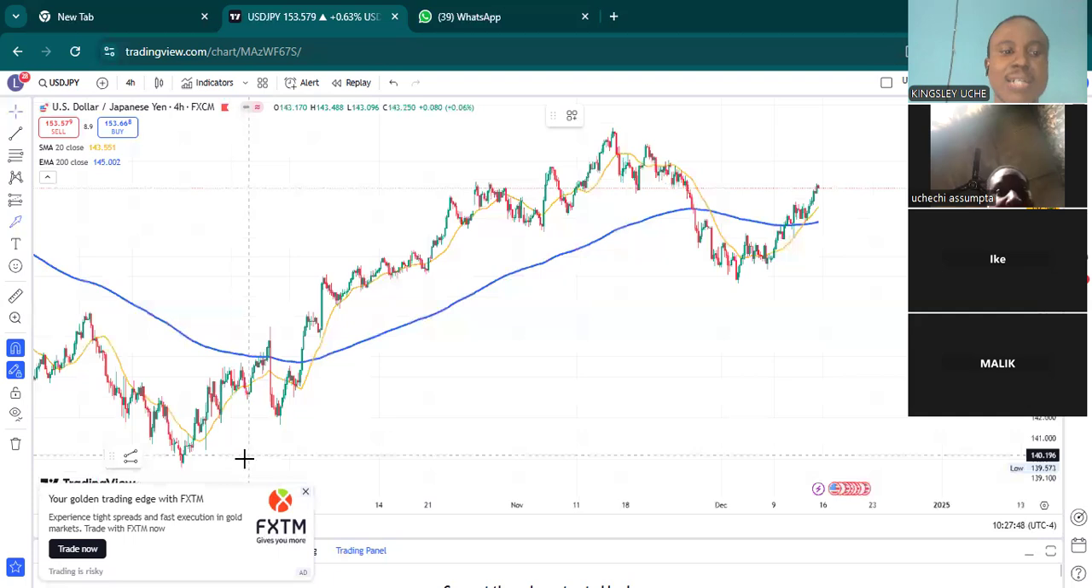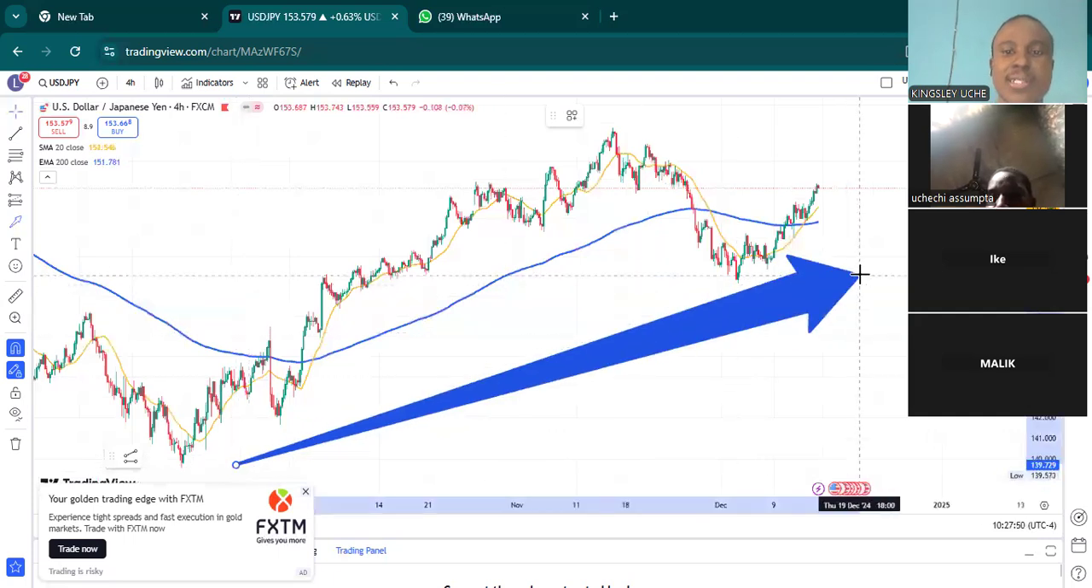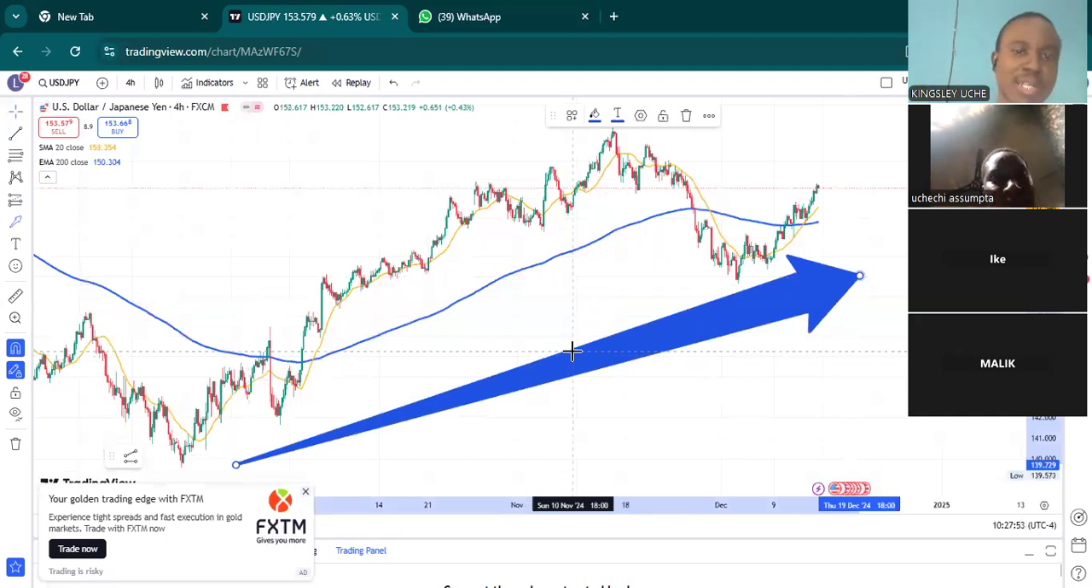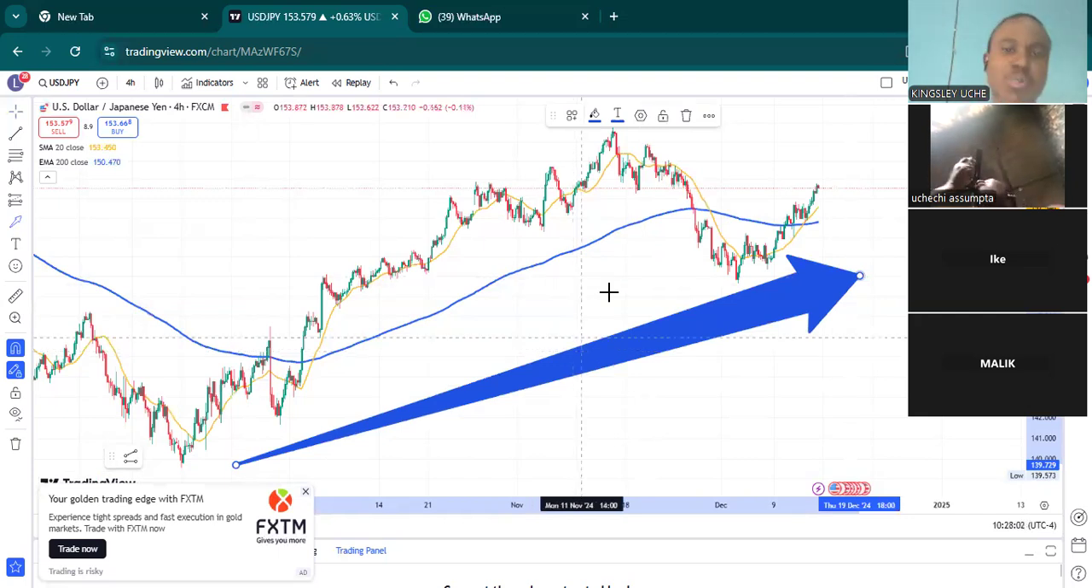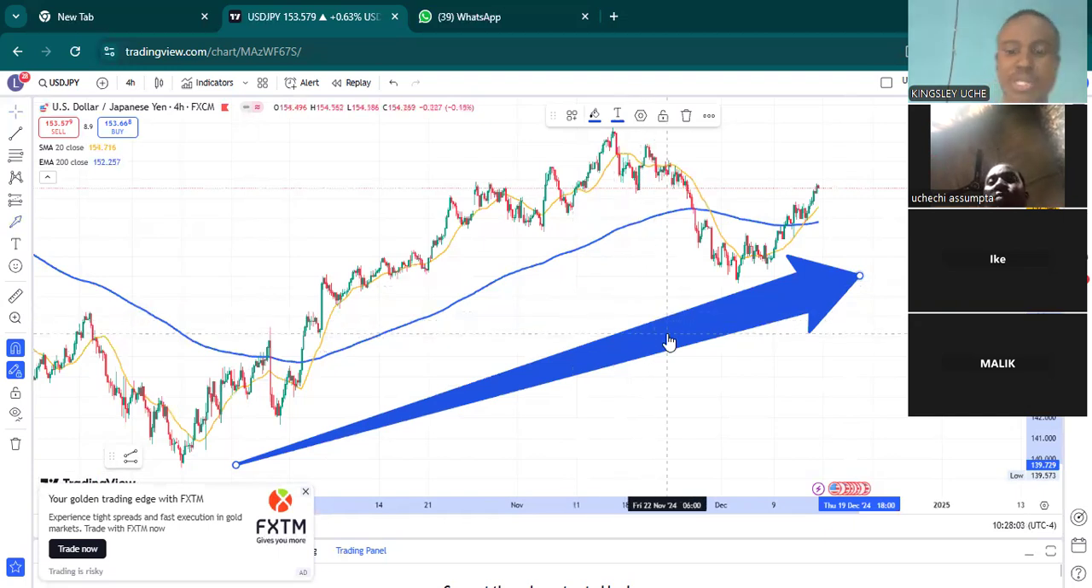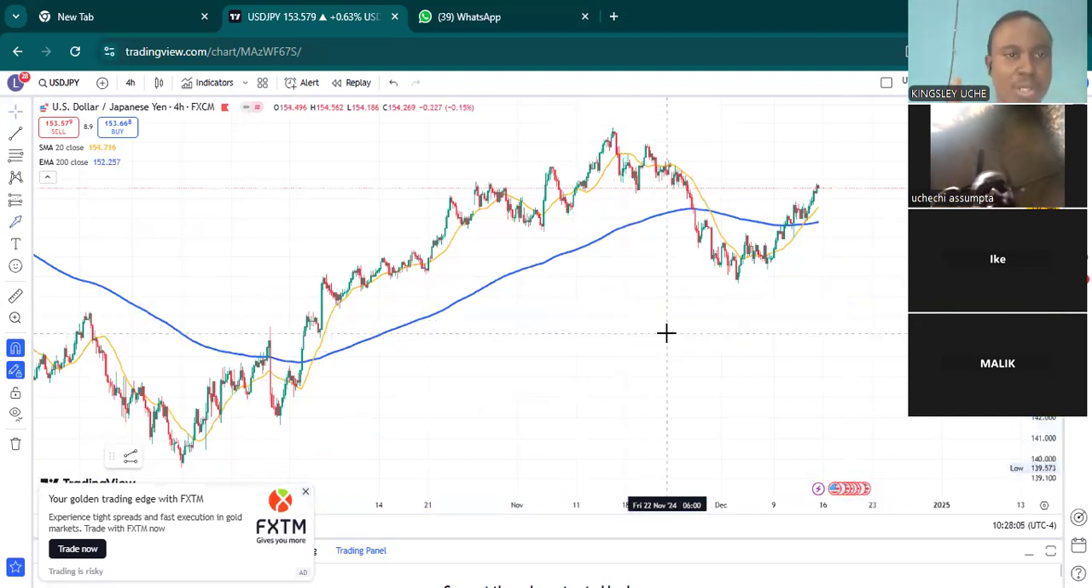You can see that right from here up, it's going up, right? The market is in an uptrend. So that's the first thing you need to know in my strategy. You need to check and see that the market is in an uptrend. Right now we see that the market is in an uptrend. That's the first step of the first phase of my strategy.